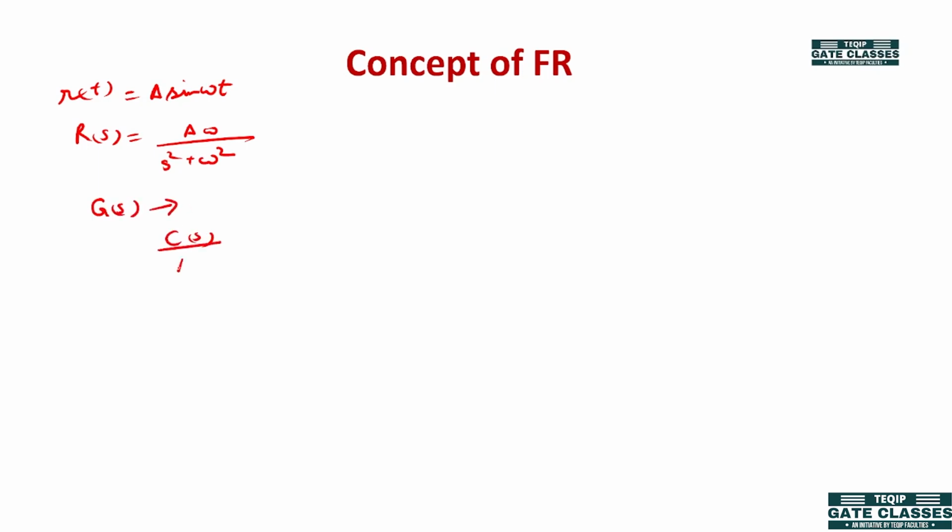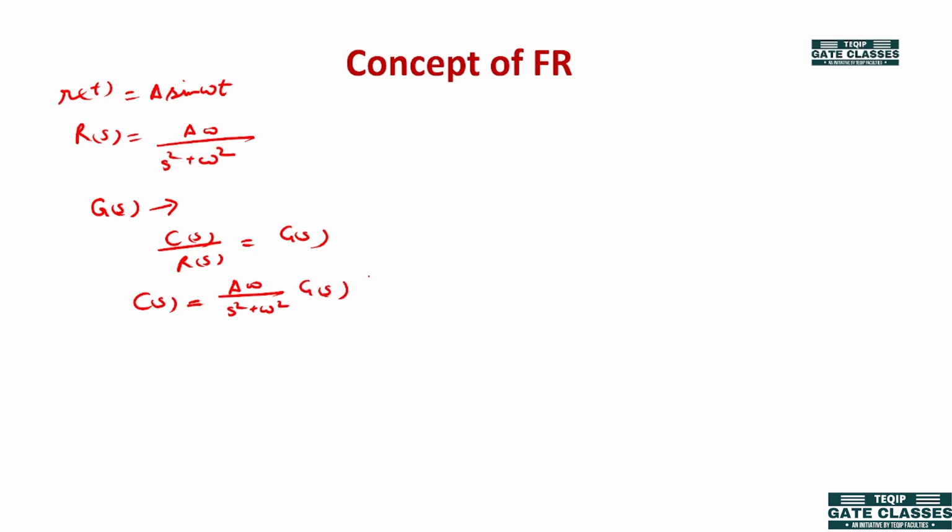Let us consider r(t), an input signal, r(t) equal to A sin omega t. Then its Laplace transform is equal to A omega upon s square plus omega square. Let us consider a stable LTI system G(s). Then C(s) upon R(s) is equal to G(s), or C(s) is equal to A omega upon s square plus omega square times G(s).